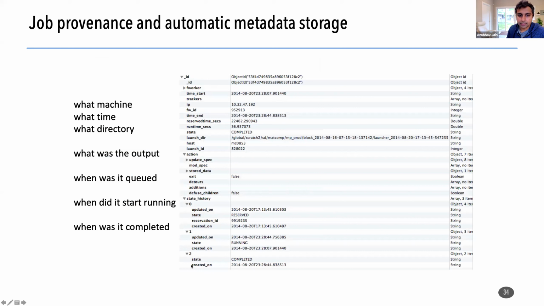And then for each of the calculations, there's detailed information about the database, about which of the supercomputers the calculation ran on, what time did it start running, what directory is the calculation located in, what were the outputs of the calculation, and then when was it queued, etc. So there's a lot of information in the database that gets automatically stored about each calculation.